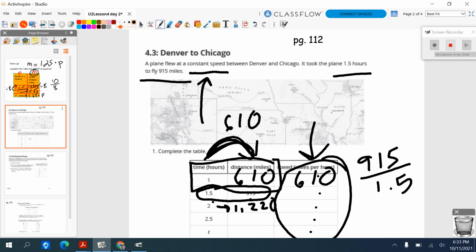2.5 times 610. Notice I'm doing the same thing every single time. Hopefully you guys are seeing that pattern as we do all these problems. And you get 1,000. You must have gone 1,525 miles. But again, every one of these, since you're multiplying by 610, your speed is going to be 610. Doesn't matter how many hours you go or how much distance you go, your speed is going to be constant. And last, when it says t, remember we did this before, it's going to be 610 times whatever t is.